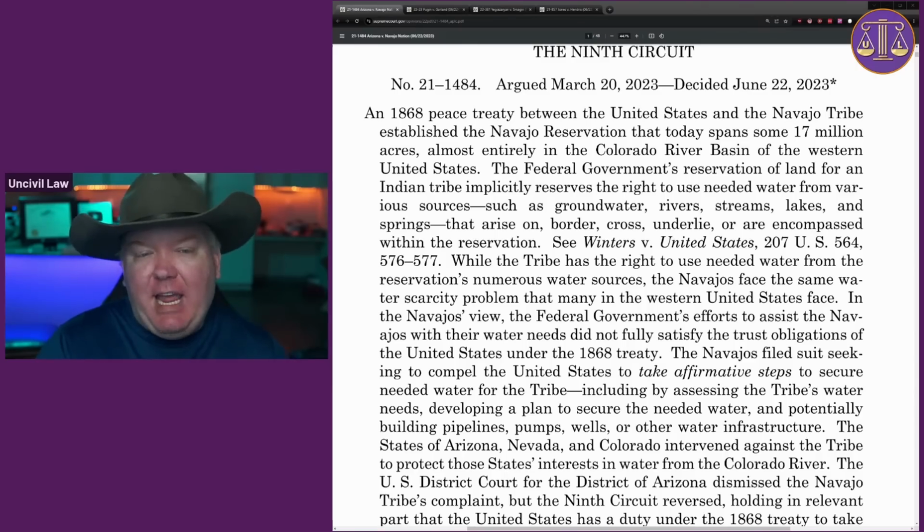An 1868 peace treaty between the United States and the Navajo established the Navajo Reservation that today spans 17 million acres, almost entirely in the Colorado River Basin of the western United States. The federal government's reservation of land for the Indian tribe implicitly reserves the right to use needed water from various sources such as groundwater, rivers, streams, lakes, and springs that arise on, border, cross, underlie, or encompass within the reservation.